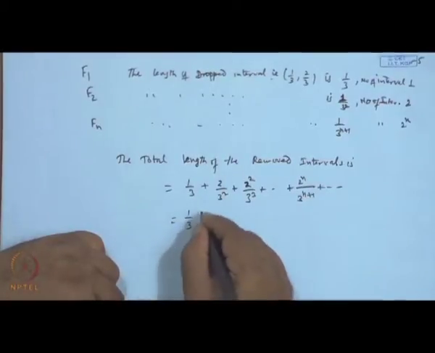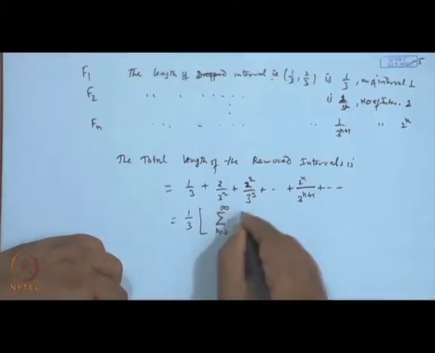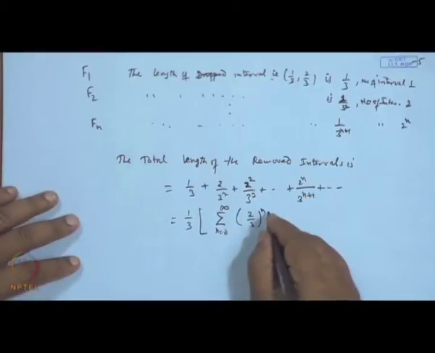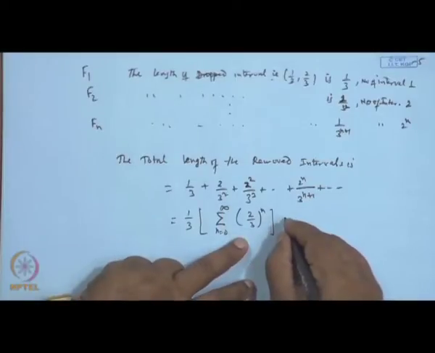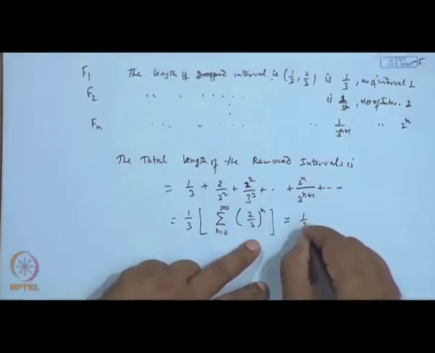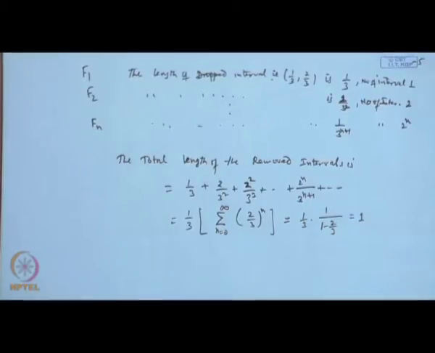Basically, this is equal to 1/3 sigma n is 0 to infinity (2/3)^n. Now, if I add, this is a geometric series. The first term is 1. So, it is 1/3 times 1 over (1 minus r), and the length is coming to be 1.